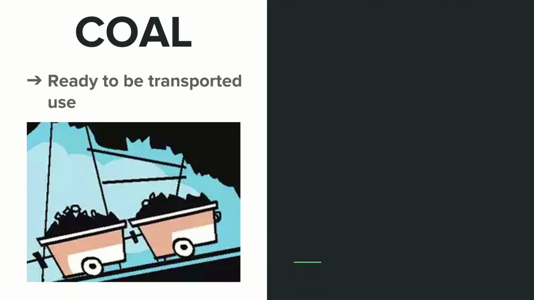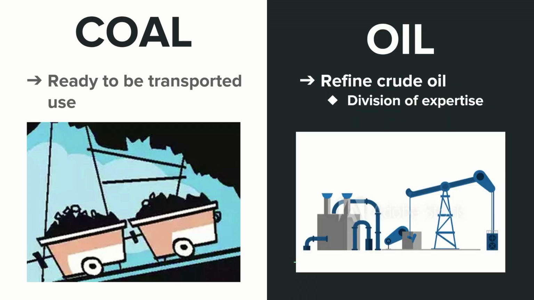Next, we will discuss the production of coal and oil. Coal is ready to be used as is right after it is extracted. It can be transported for use right away. However, oil needs to be processed once extracted. The crude oil must be refined before it can be used.